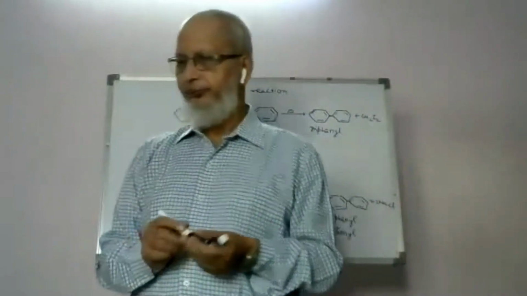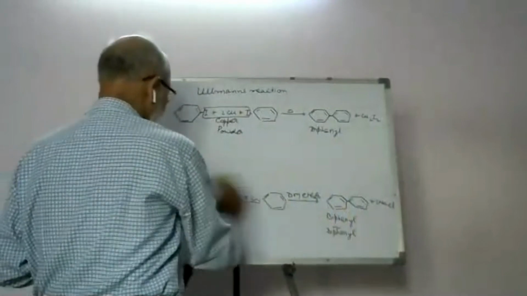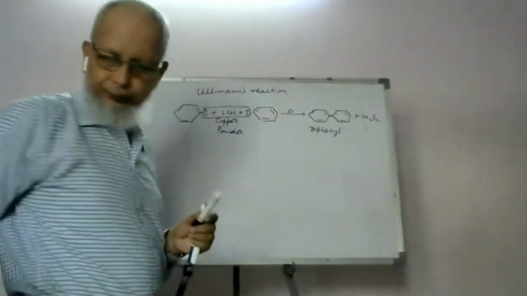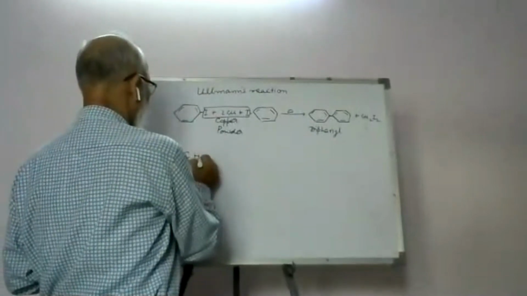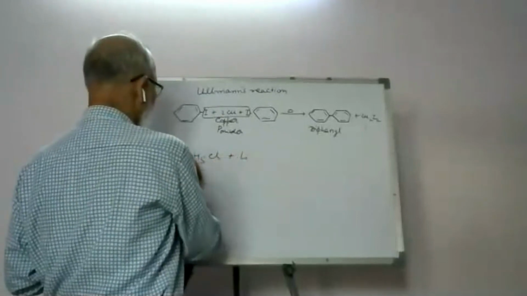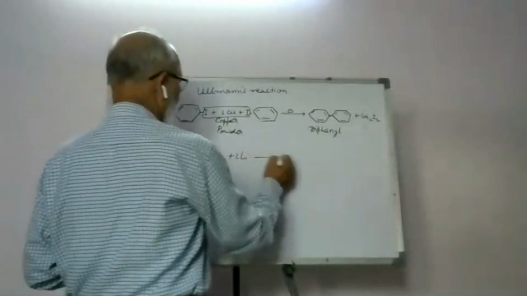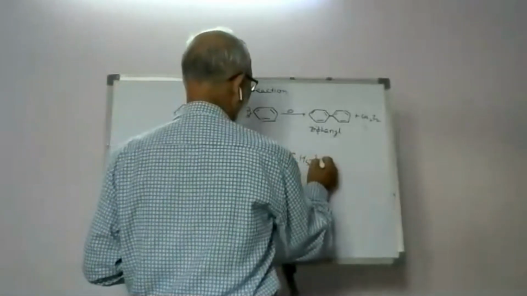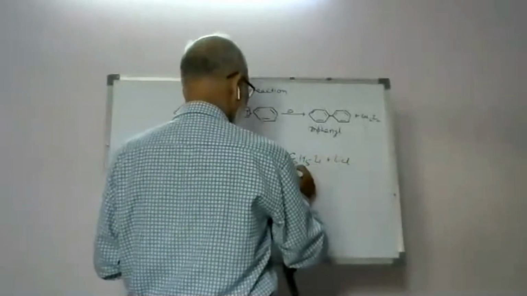One more reaction of the aryl halide with metal is the reaction with lithium. So this chlorobenzene can be written as C6H5Cl plus Li. On heating with lithium, this will give you C6H5Li plus LiCl. This is your phenyl lithium.